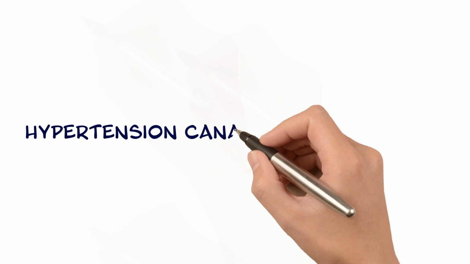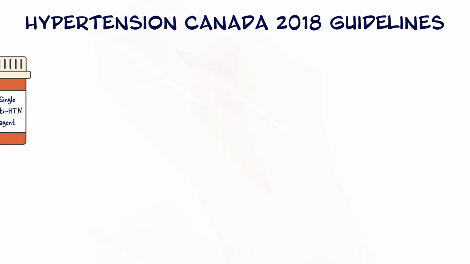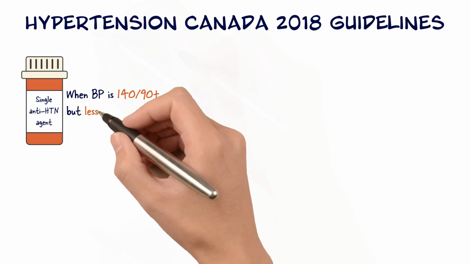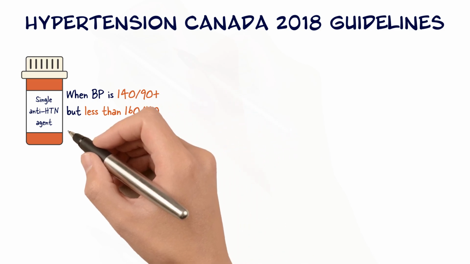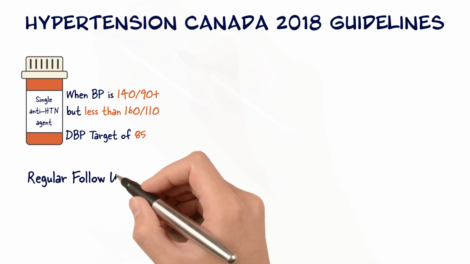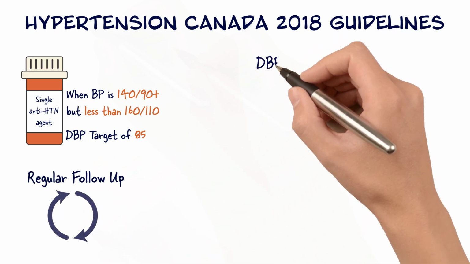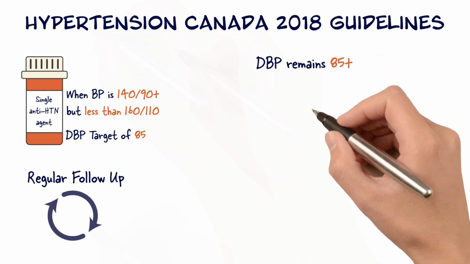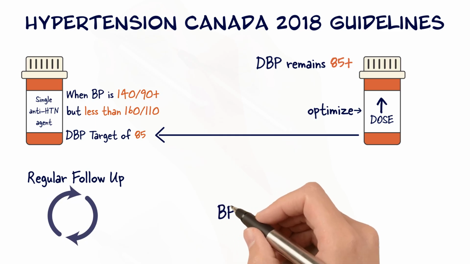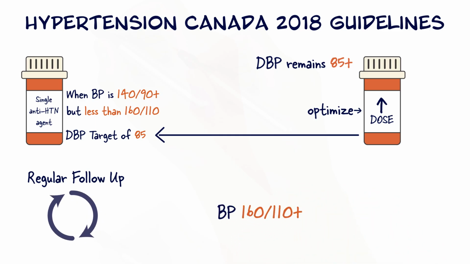The Hypertension Canada 2018 guidelines recommend starting a single antihypertensive agent when the blood pressure is 140/90 or higher, but less than 160/110, targeting a diastolic blood pressure of 85. Regular follow-up should ensue. If the diastolic blood pressure remains at 85 or higher, then optimization of the antihypertensive regimen is recommended until that target is achieved. If the blood pressure reaches 160/110 or higher, then this is an obstetrical emergency. We will discuss the treatment of this in a later slide.